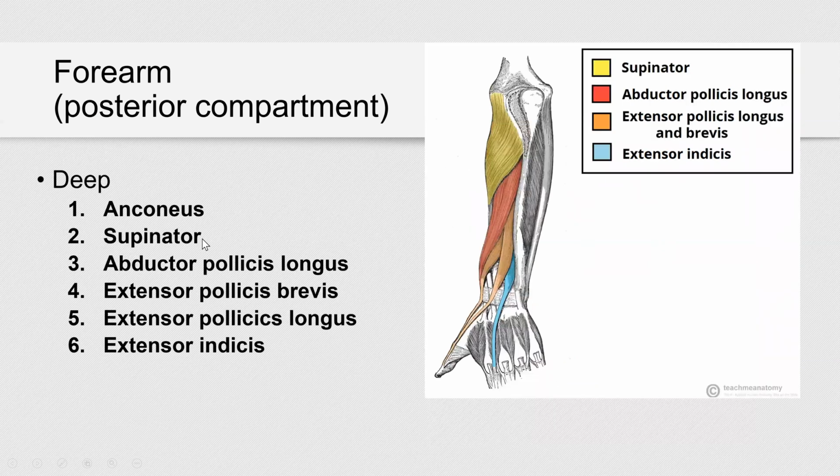Now, supinator means it will put your hand in the supine position. Abductor pollicis longus is going to abduct. Abduct means take away from midline. It's going to abduct your pollex or your thumb. Extensor pollicis brevis and longus are going to extend your thumb, and extensor indicis is going to extend your index finger, digit number 2. So you can see, guys, that when names are long and look complicated, it's actually better to memorize what those muscles do and where they insert.